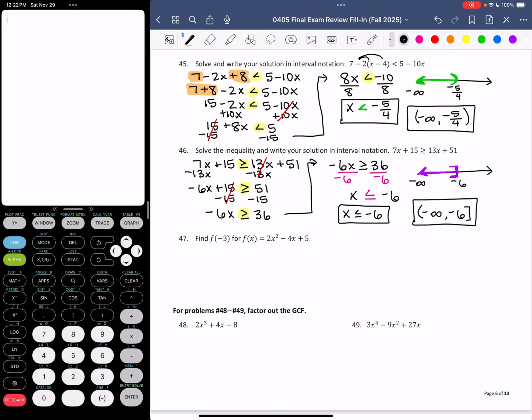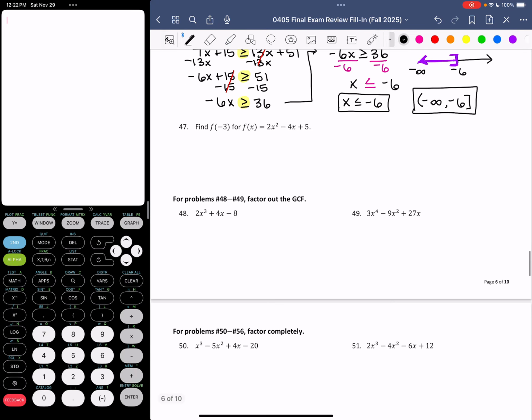Okay. Number 47, find f of negative 3. So in this case, this negative 3 is going to replace the x here, but it's also going to replace the x here and here. So f of negative 3 means everywhere you see an x, you're going to be replacing it with a negative 3.